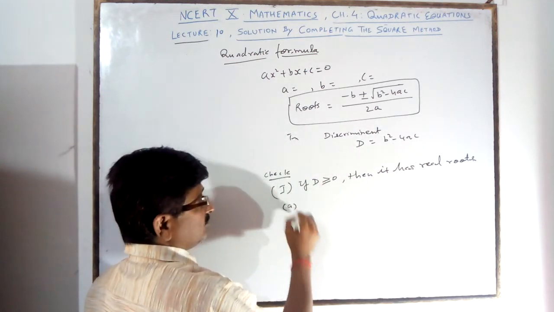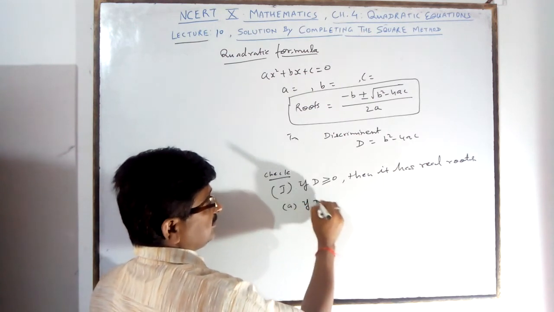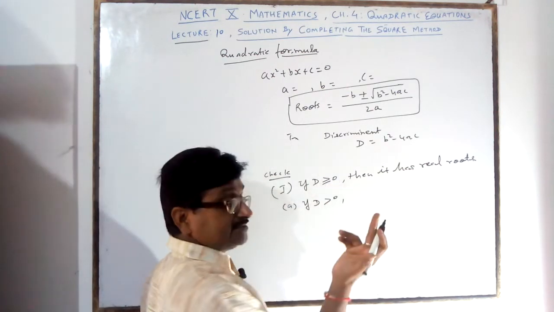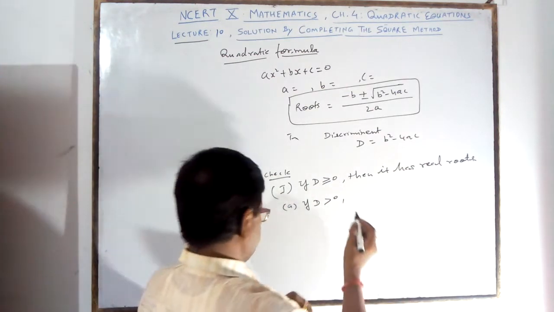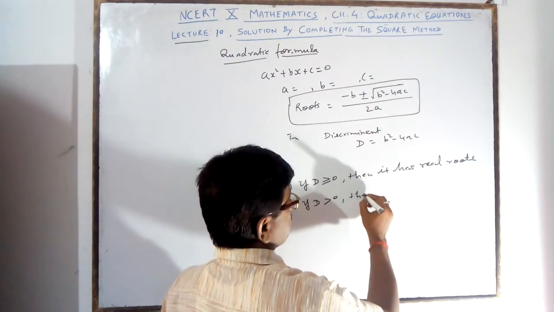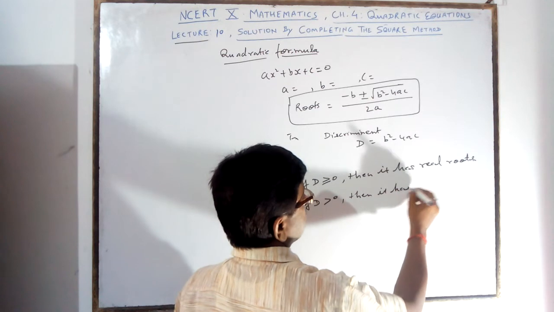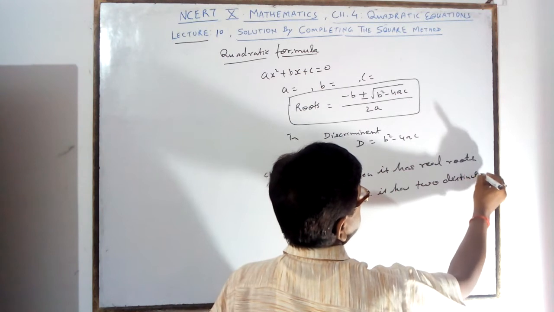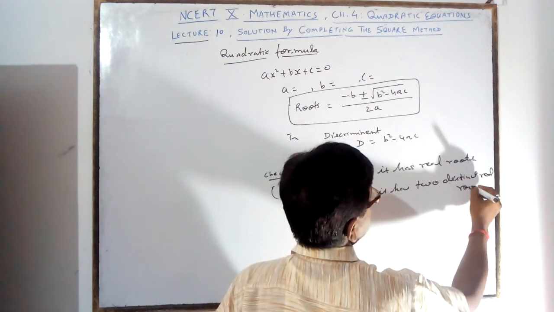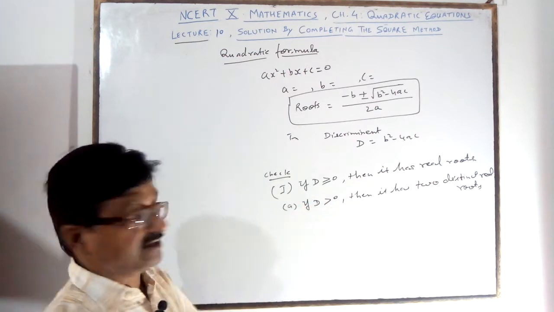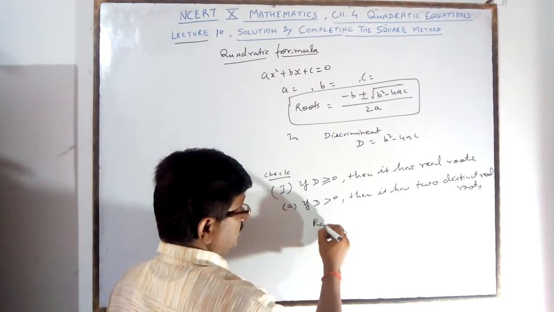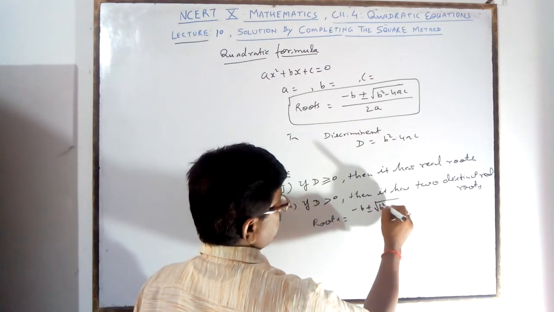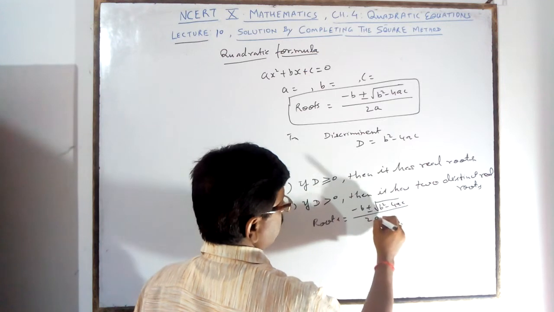If D is greater than or equal to 0, it has two parts. One part is if D is greater than 0. Then it has two distinct real roots. Distinct means separate, two different real roots. And the roots will be calculated by minus b plus minus under root b square minus 4ac upon 2a.